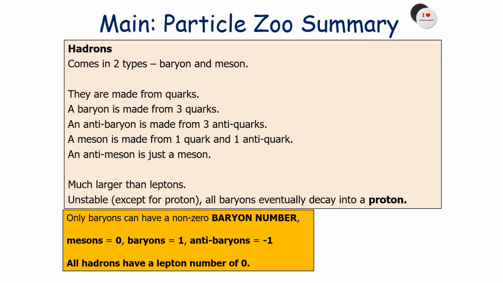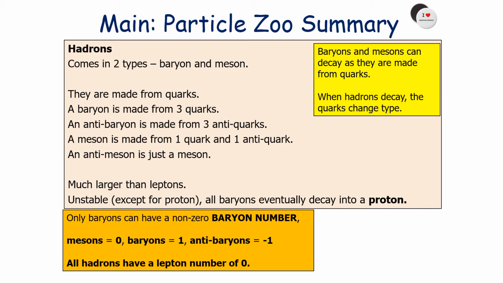Now hadrons come in two types, baryons and mesons. They're both made from quarks: a baryon has three quarks, a meson has one quark and one antiquark. Now they're much larger than leptons and they're unstable, but all baryons will eventually decay into protons, and only baryons can have a non-zero baryon number. So mesons equal 0, baryons 1, antibaryons -1.